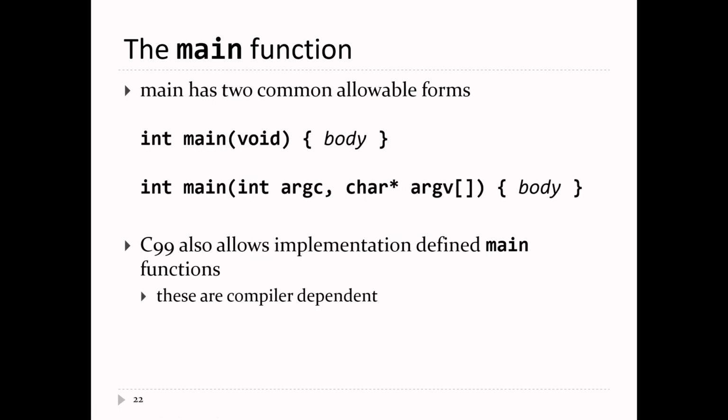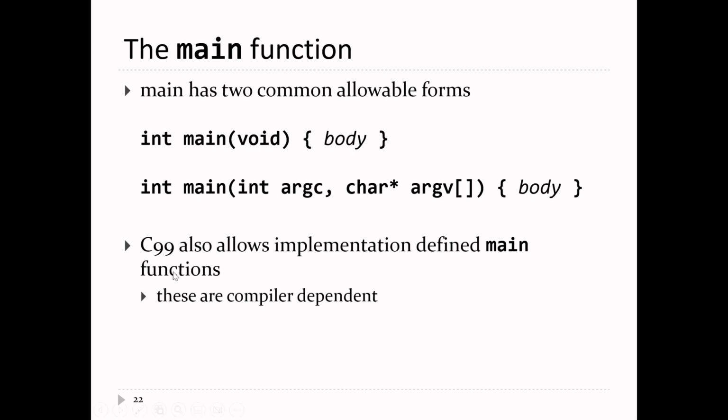You have two allowable forms of the main function. Number one is int main(void) and then the body of the function. Number two is int main(int argcount, char *argv[]). I'll explain exactly what these are a little bit later in the course. The first version of main is for a program that does not accept command line arguments. If you want your program to accept command line arguments, then it's the second version of main that you want to run.